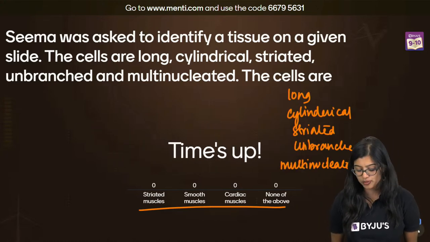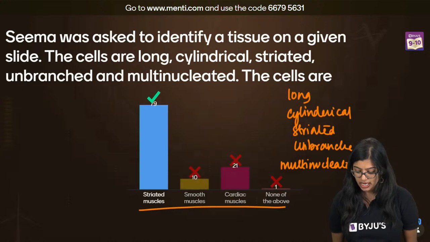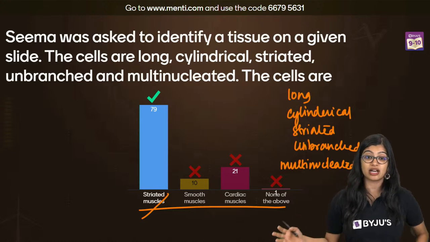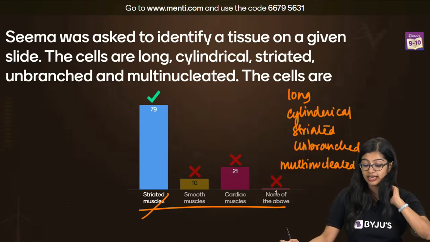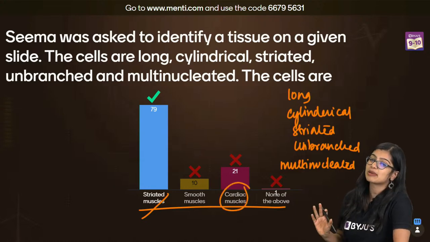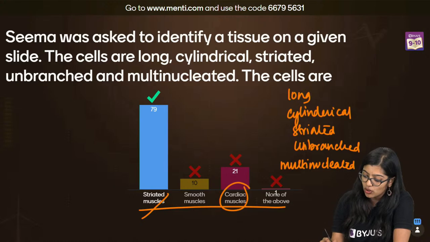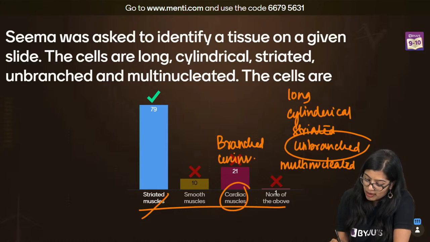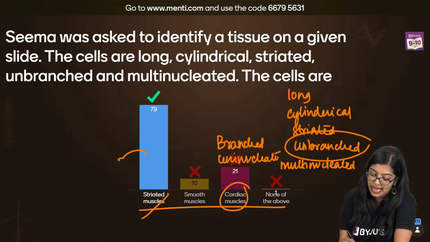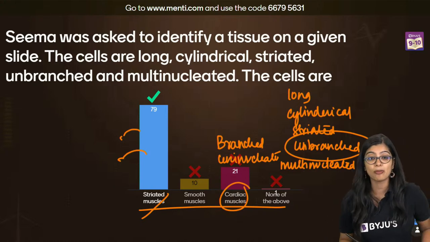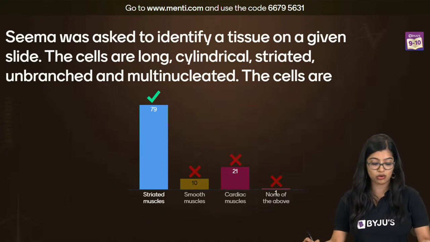Ma'am, the answer is there in the option itself. Very good, everybody. The correct answer here is exactly the option. The answer is there in the option itself. The correct answer is striated muscles. But because cardiac muscles were there, and we know cardiac muscles can be striated, they've also told us that it is unbranched. But cardiac muscles we know are branched and uninucleate. While on the other hand, the skeletal muscles are unbranched and multinucleate, right? So now I hope all of you are clear with this particular question.